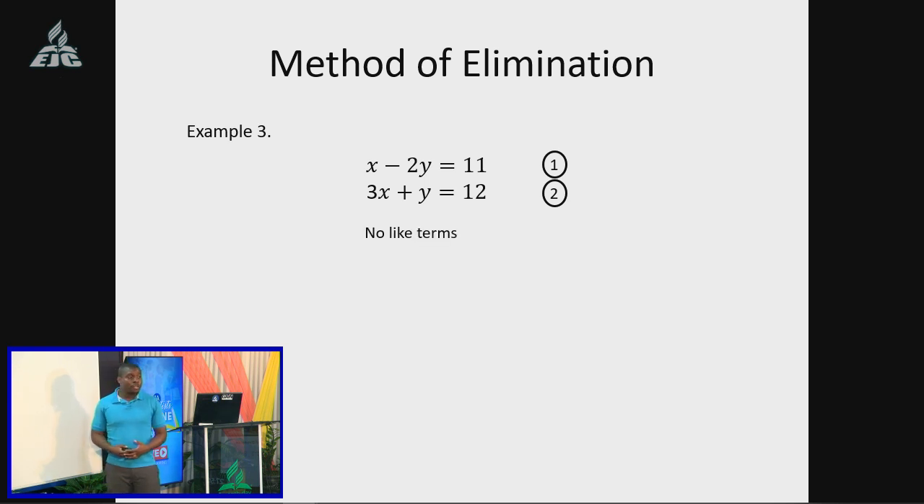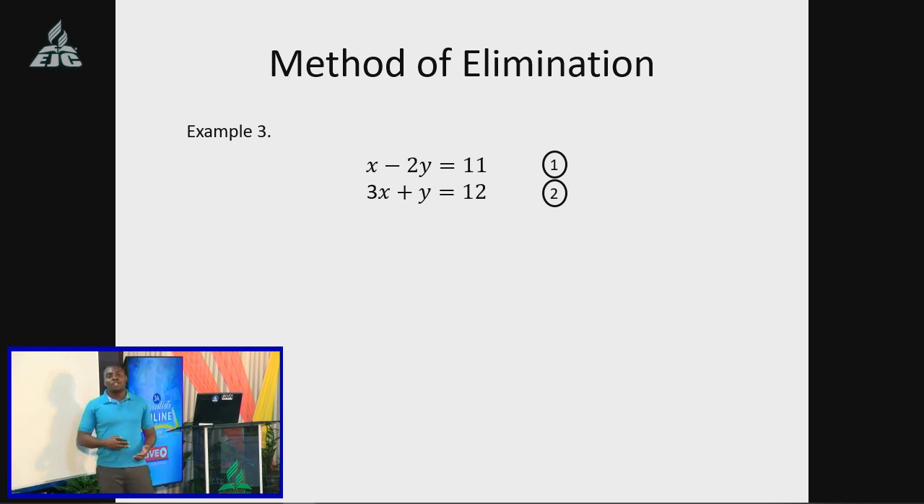No like terms. Are we in trouble? So what do we do in this case? Now, since I have told you before that we have to look for additive inverses or like terms, and now we are faced with a situation where we do not see any of these things, do not worry yourself. We can manipulate these equations in order for us to attain either of the two.